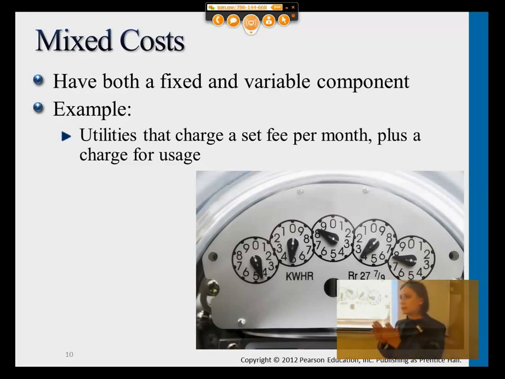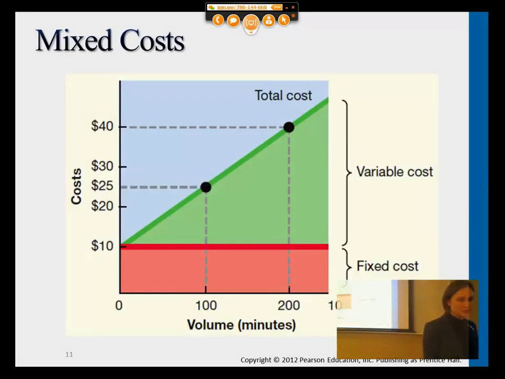Just like your utilities. You're going to pay some fixed cost, whatever that is, and then they're going to read your meter and say, okay, so that's on top of that. It's never going down. It's only on top. All right, so let's look at the illustration.